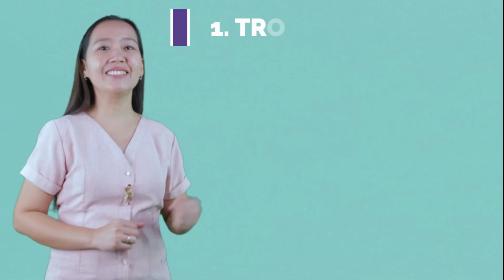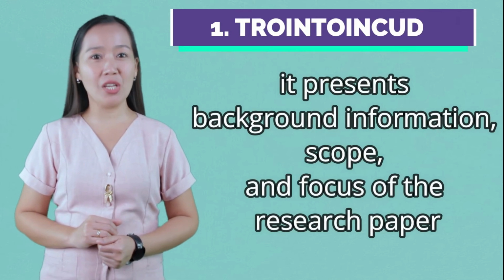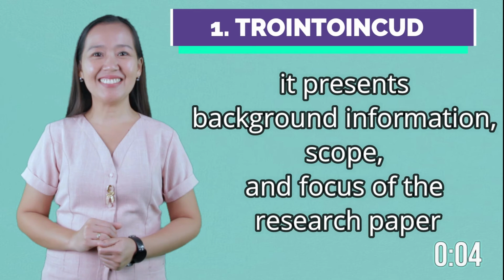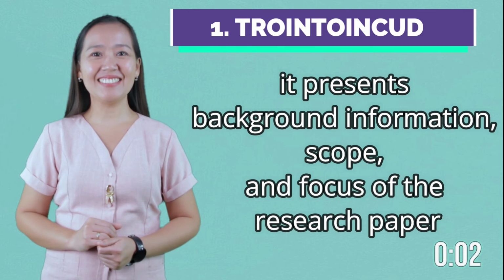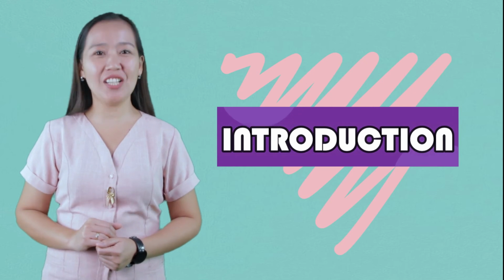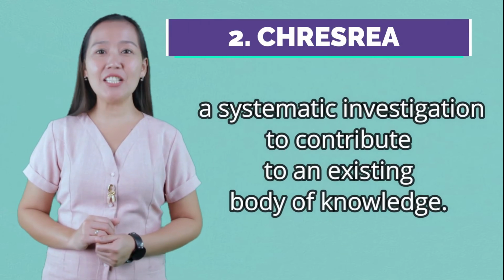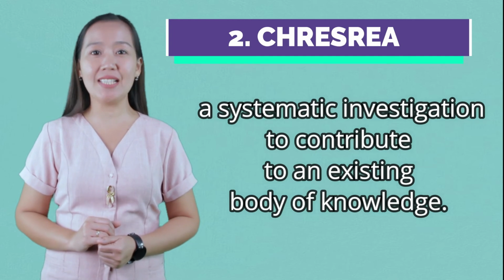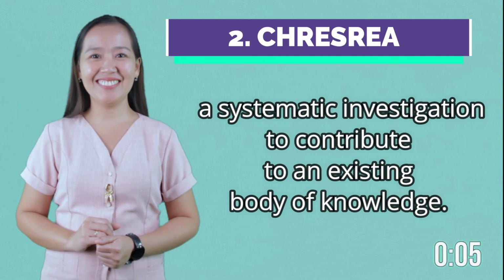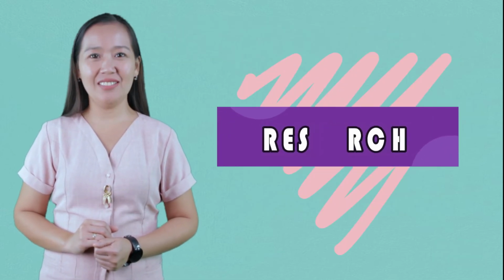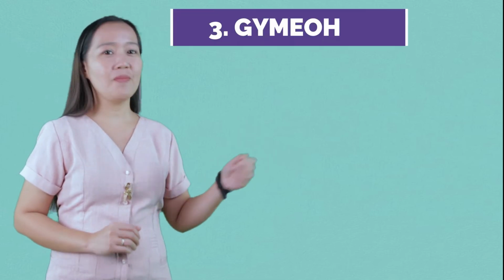Number 1. It presents background information, scope, and focus of the research paper. The word is introduction. Number 2. A systematic investigation to contribute to an existing body of knowledge. The word is research.